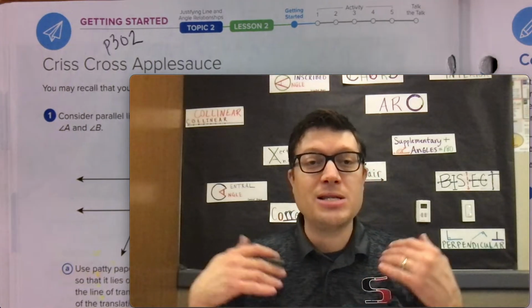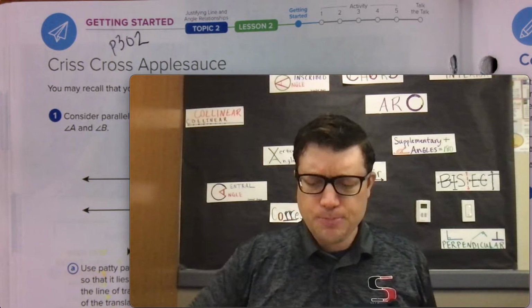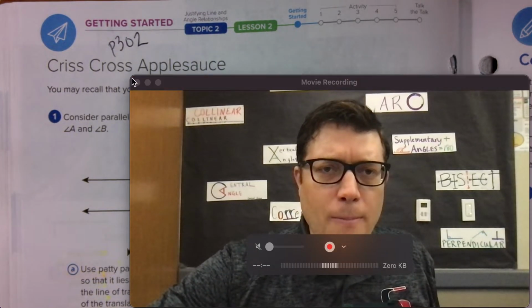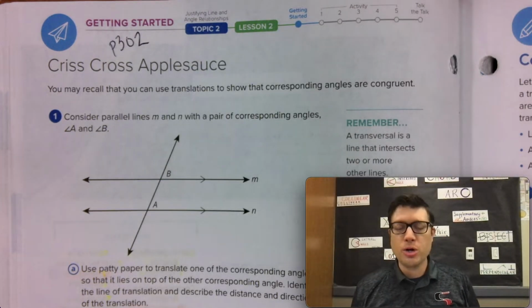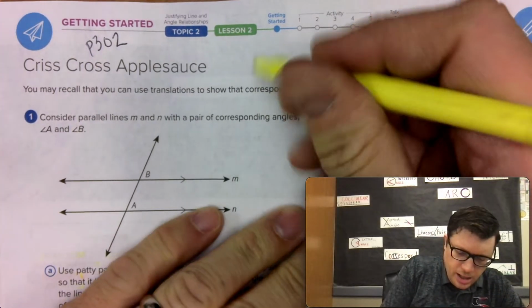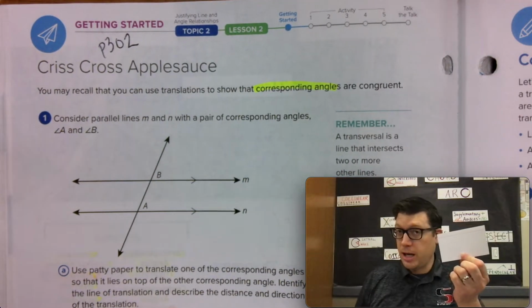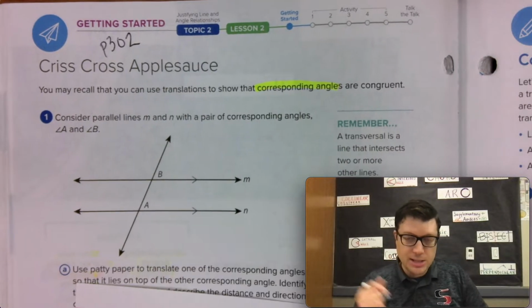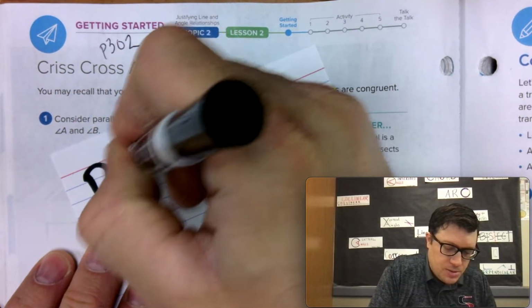We are talking about the concept of translation, and it's related to the work that needs to happen for this lesson, proving parallel line theorems. So let's go. You may recall that you can use translations to show that the corresponding angles are congruent. There's that vocabulary word again. And if you don't have a card with corresponding angles on it, perhaps it's time. Let's go. Definition of corresponding angles.